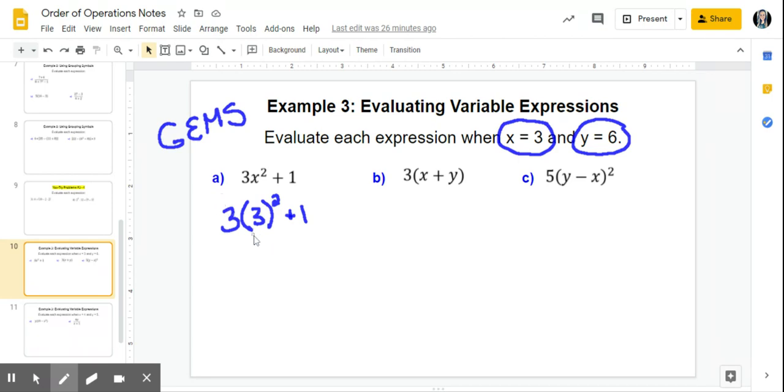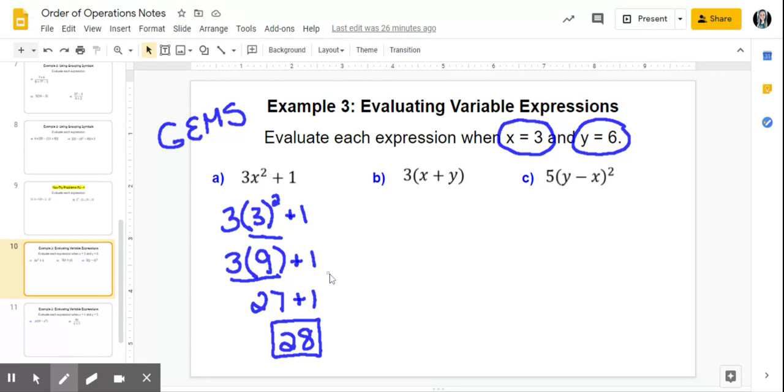E stands for exponents, and I do have an exponent. 3 to the second power means 3 times 3, which is 9. I'm going to drop down everything else. M, multiply or divide. I have multiplication. 3 times 9 gives me 27. S stands for subtract or add. 27 plus 1 gives me 28.